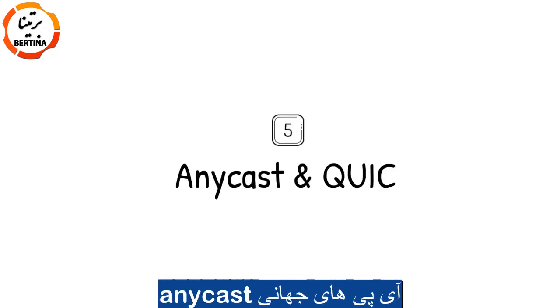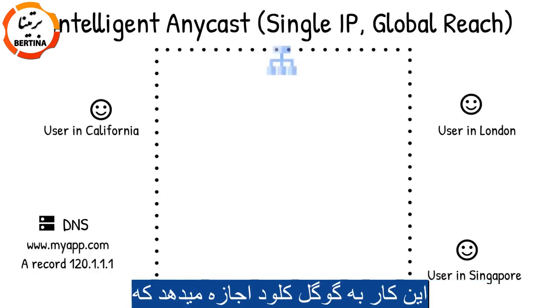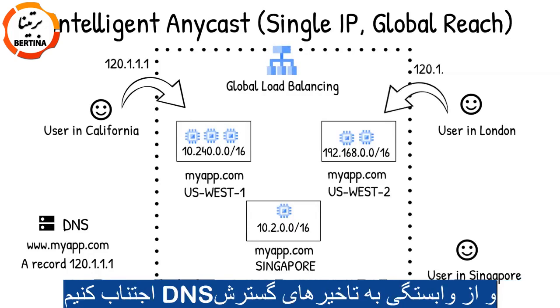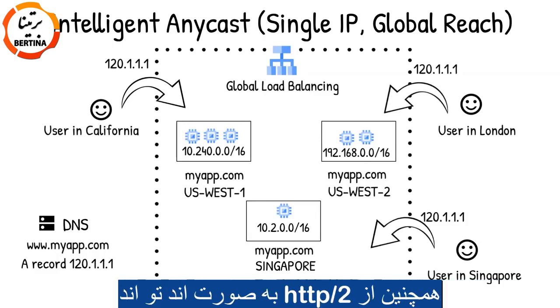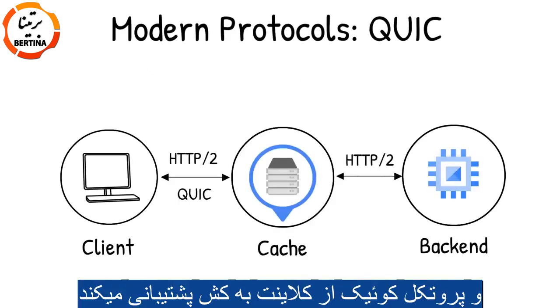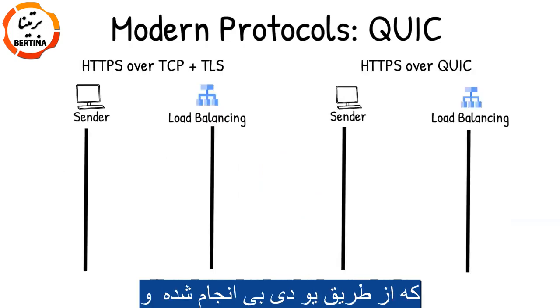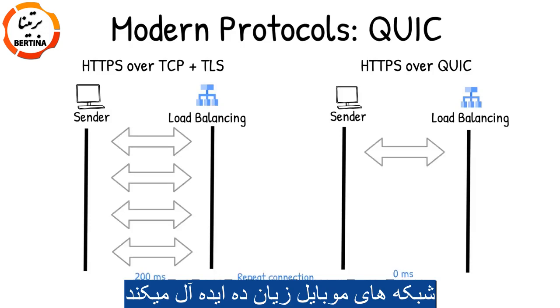Global Anycast IPs provide single IP for global reach. It allows Google Cloud to route users to the nearest edge cache automatically and avoid relying on the DNS propagation delays that can impact availability. It also supports HTTP2 end-to-end and QUIC protocol from client to cache. QUIC is a multiplexed stream transport over UDP, which reduces latency, making it ideal for lossy mobile networks.